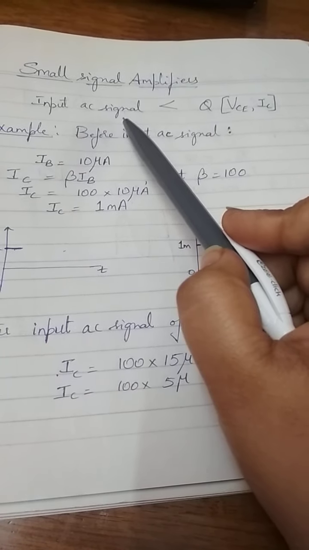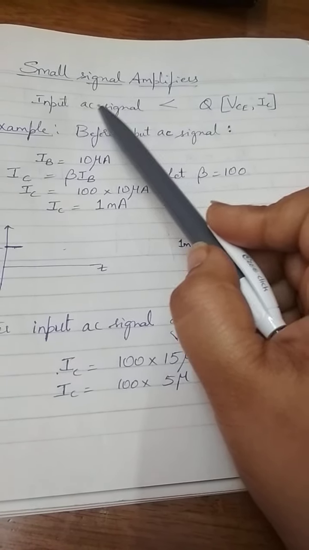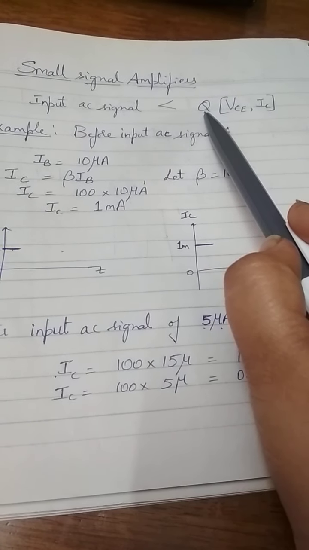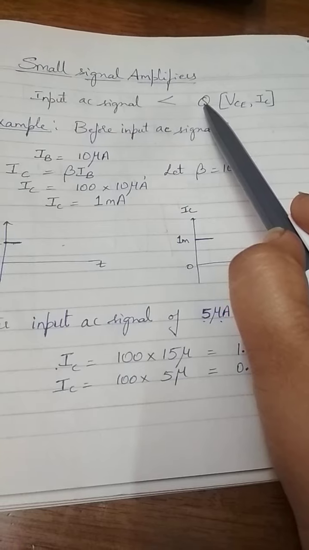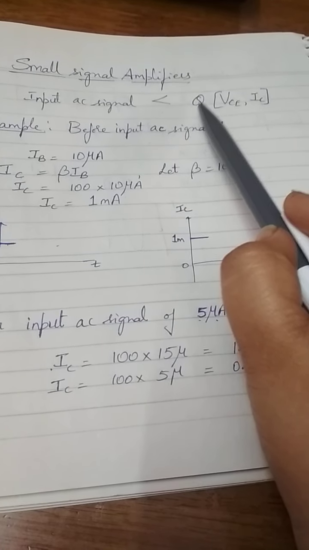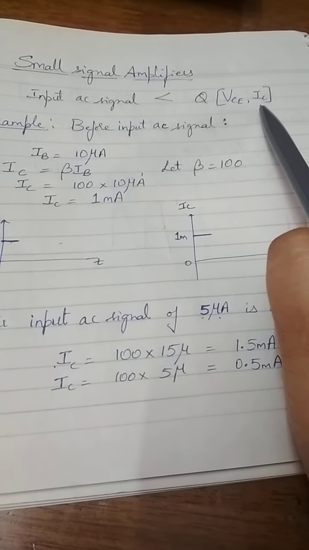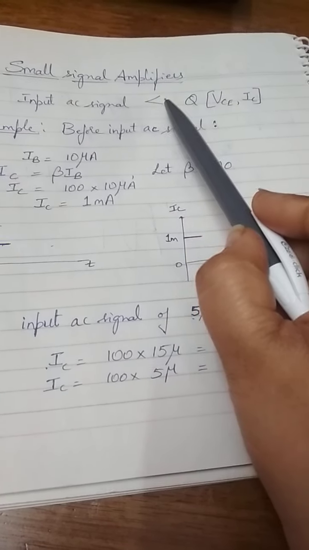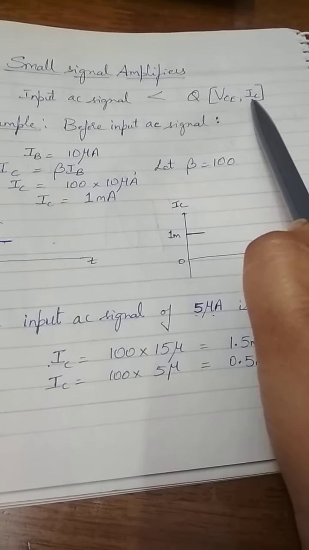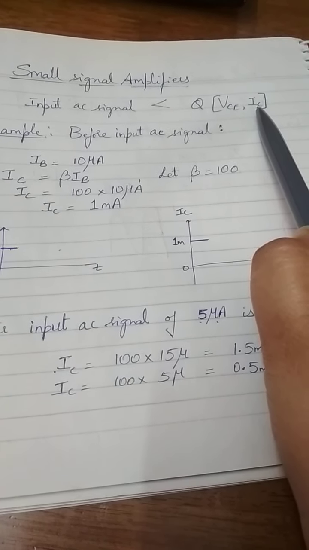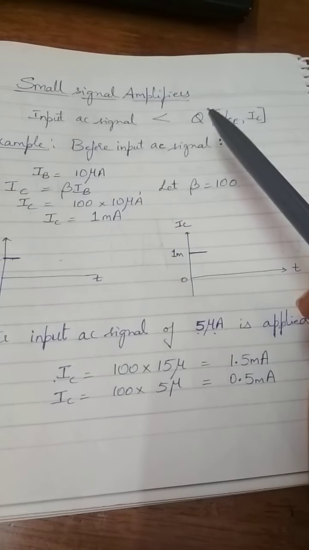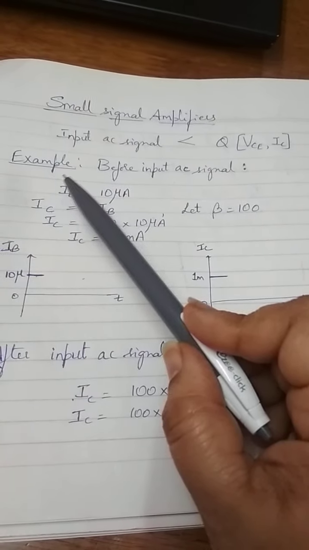The signal that we are inputting for the amplifier is a very small signal. The value will be lesser than the Q point. That is the definition. What is the Q point? It's nothing but the values of VCE and IC. So, if our input AC signal value is less than your IC value, the collector current value, then such amplifiers are called small signal amplifiers. So, to explain this, let me take an example.